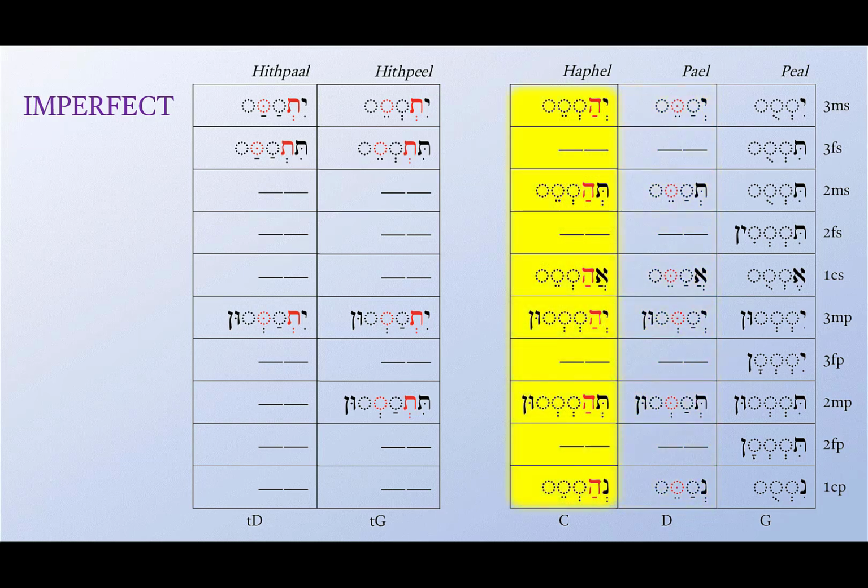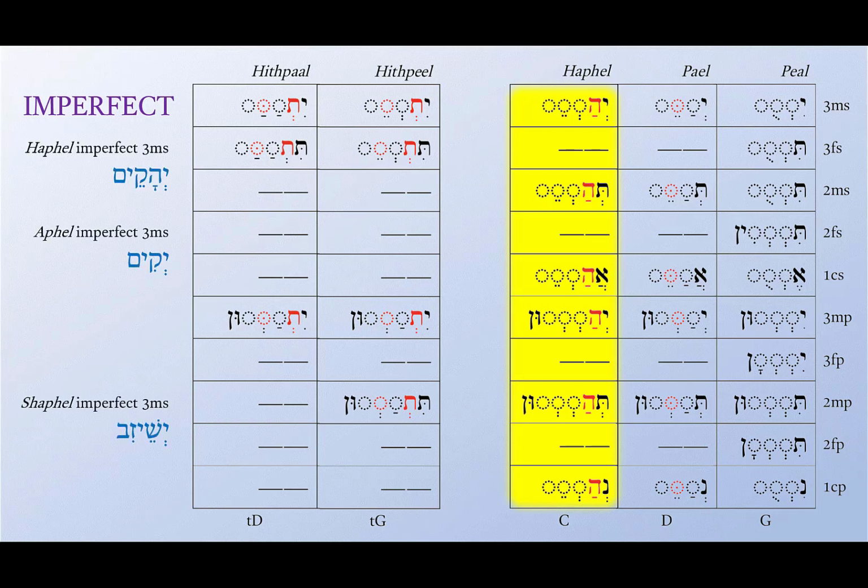Moving on to the C stem, hafel, we see that the hey prefix stays. Now, the prefix vowel is actually the same with the pa-el. That's interesting, right? But the pa-el does not have the hey, and in the pa-el, to say once again, there's a doubled middle radical. That's not what hafel does. So unlike Hebrew, which would not keep the hifil H sound in there, right? It would not have the hey prefix of hifil. The hafel hey remains in the hafel C imperfect forms.